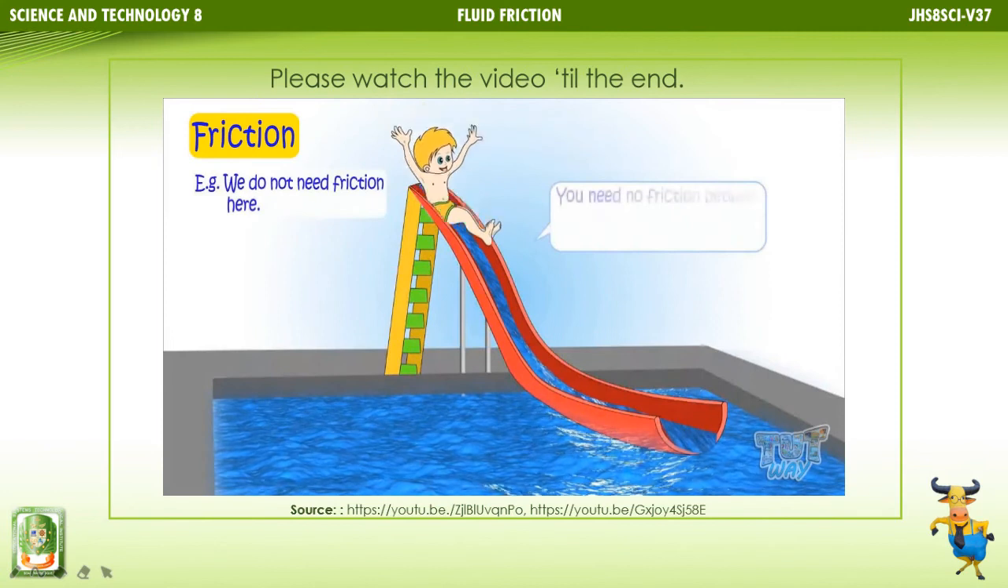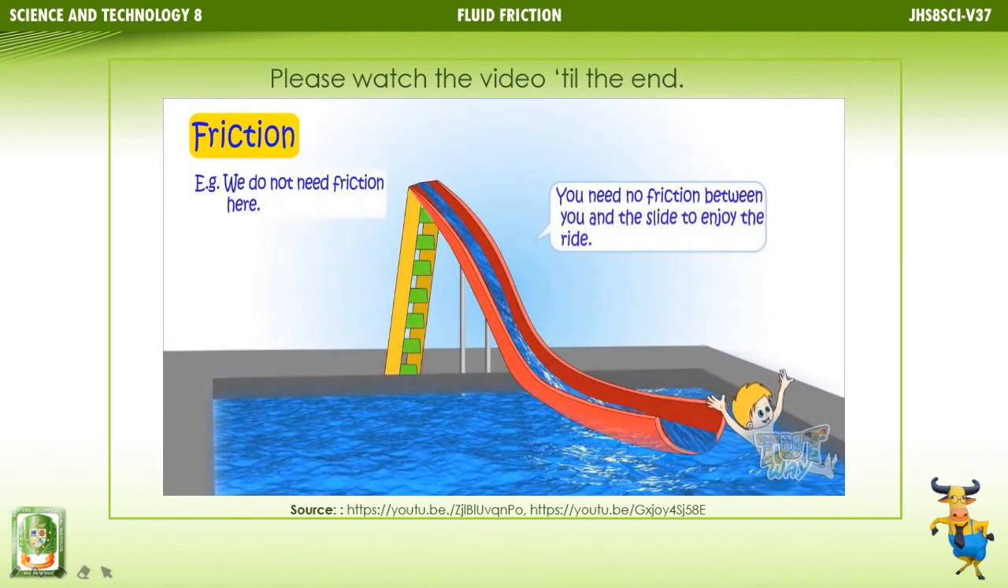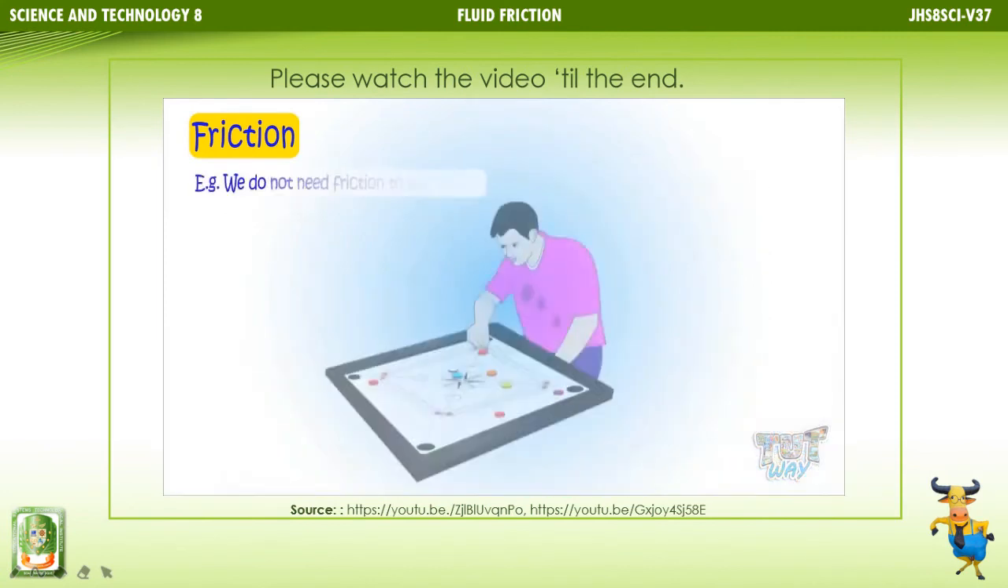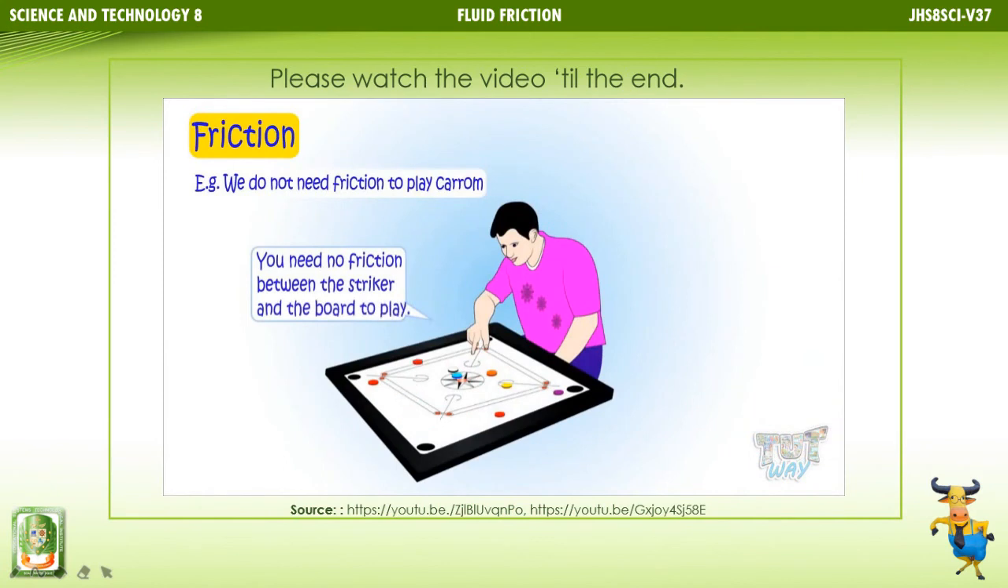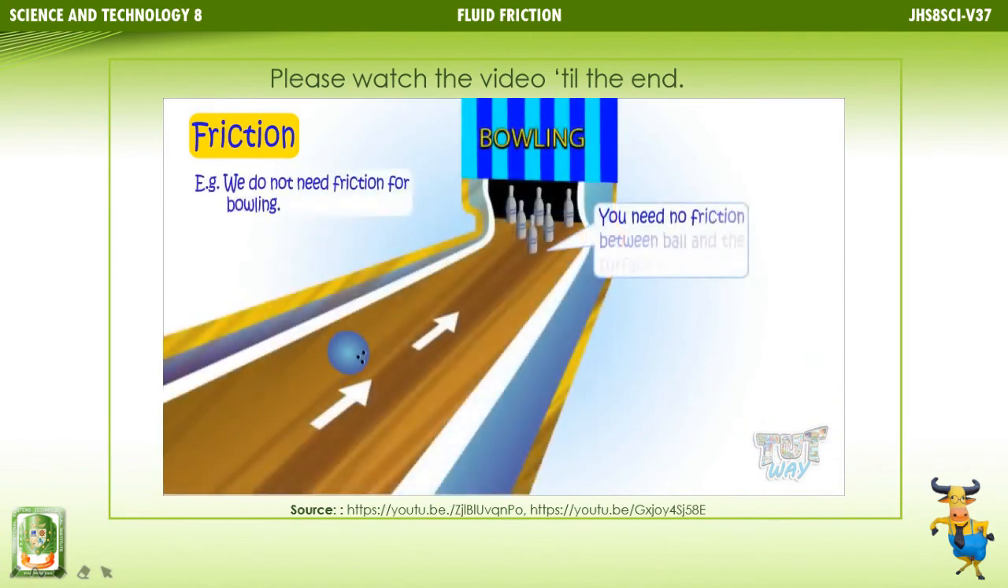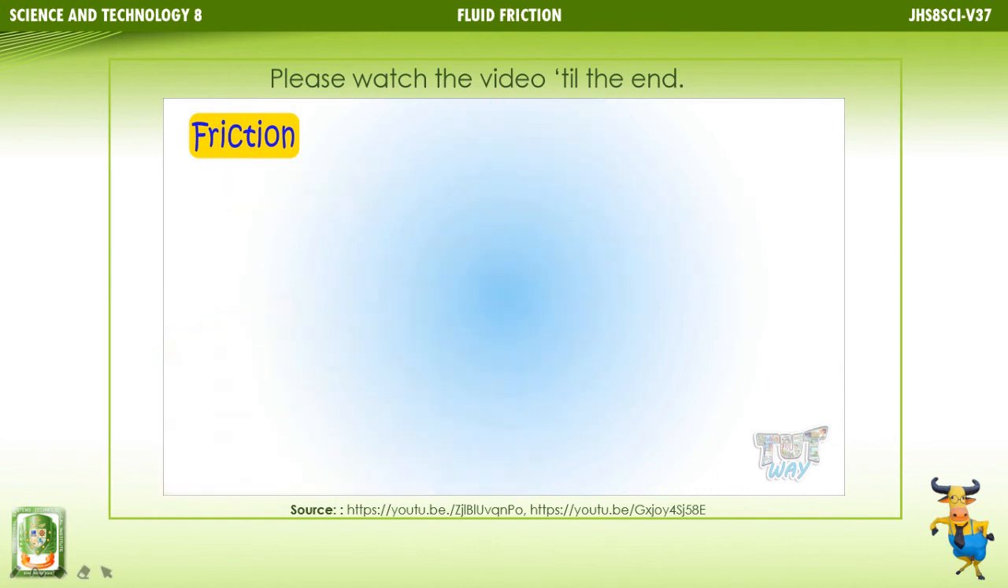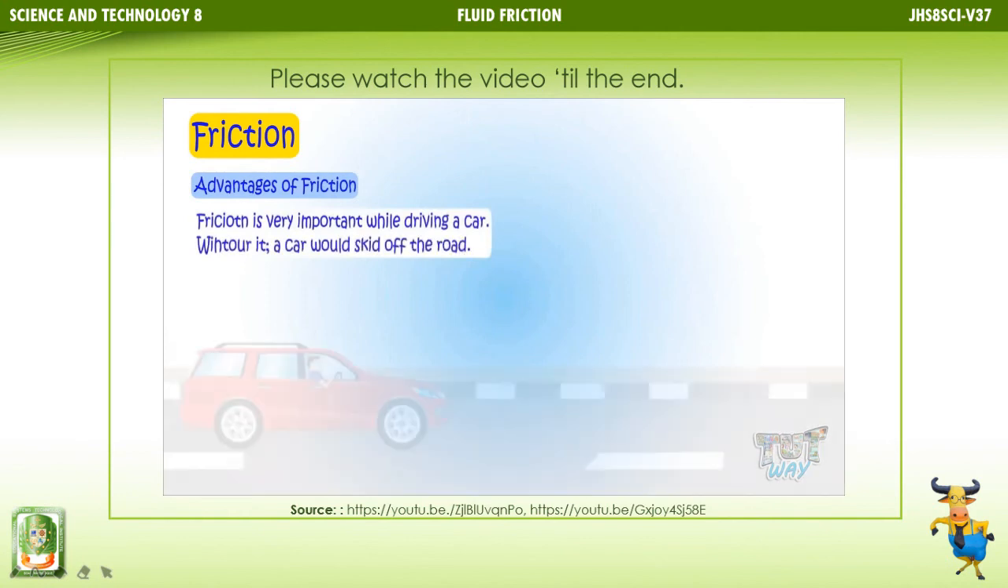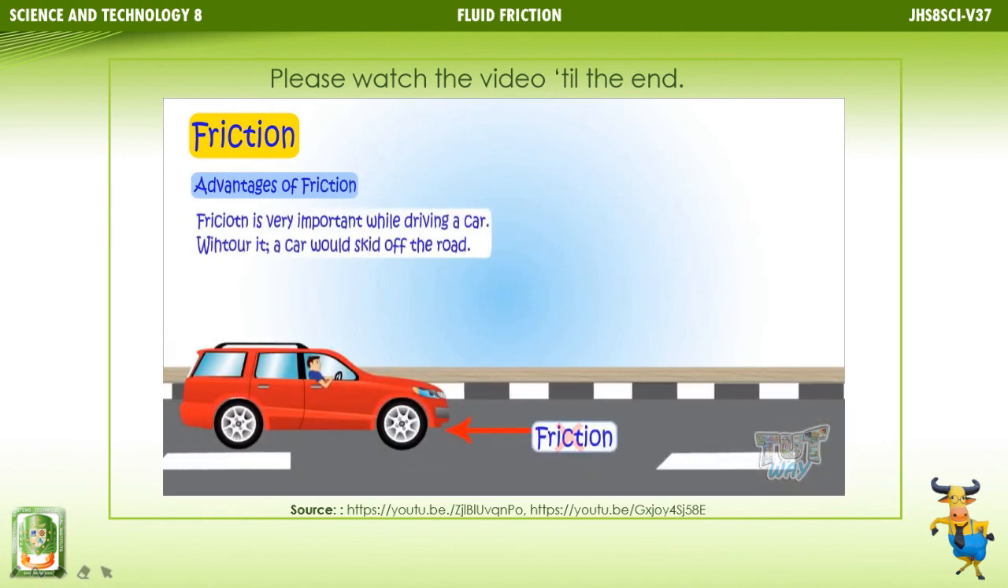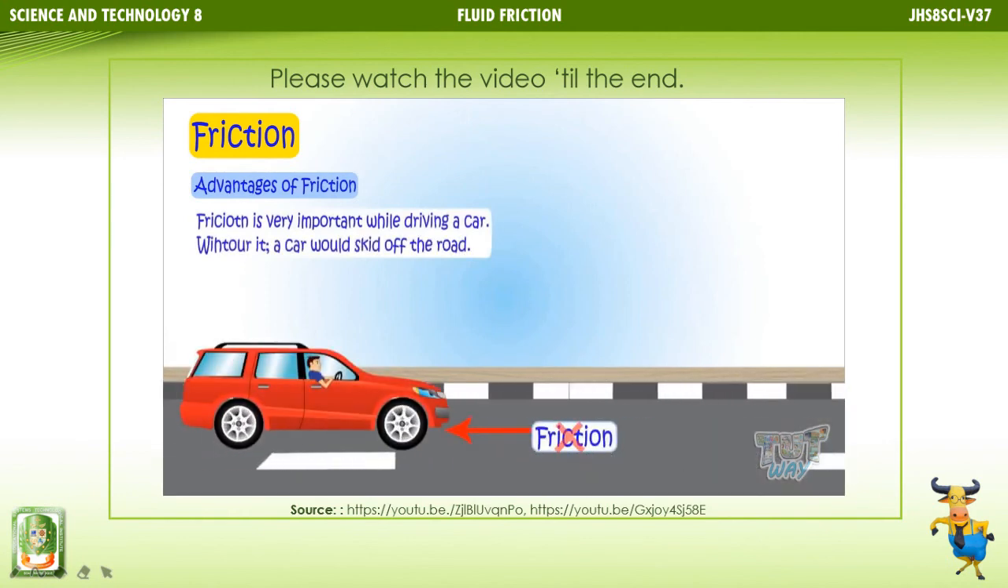And you need no friction between you and the slide to enjoy the ride. You need no friction between the striker and the board to play. You need no friction between the ball and the surface for bowling. Now let's learn advantages of friction. Friction is very important while driving a car. Without it, a car would slide off the road.